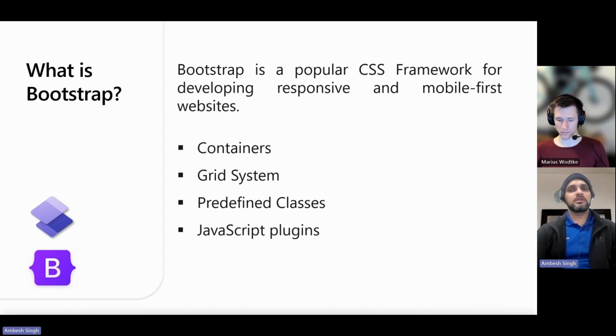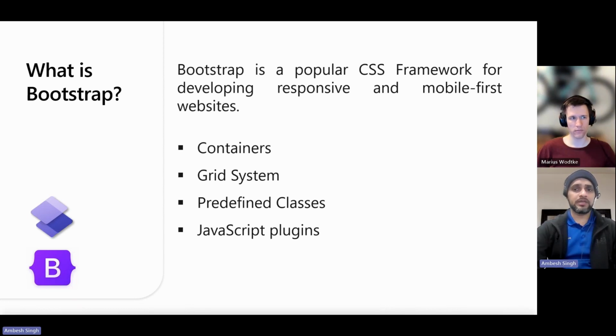Bootstrap includes a variety of features. For example, the containers. These are the most basic layout elements in Bootstrap, and they are required when using the default grid system. Second, the grid system. So what is a grid system here? Bootstrap includes a responsive, mobile-first fluid grid system that appropriately scales up to 12 columns as the device or viewport size increases or decreases.